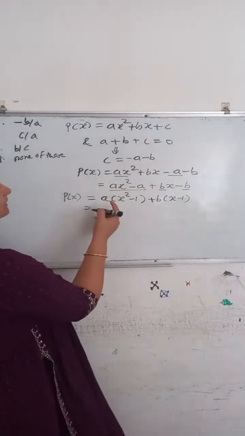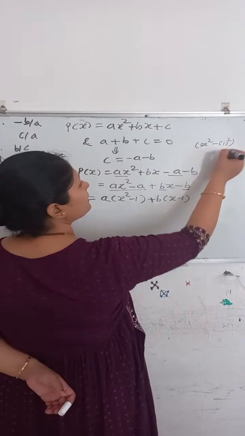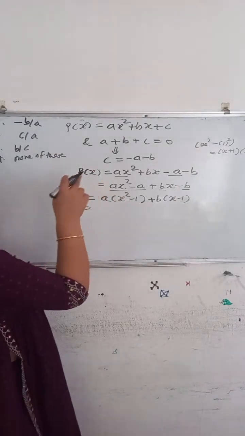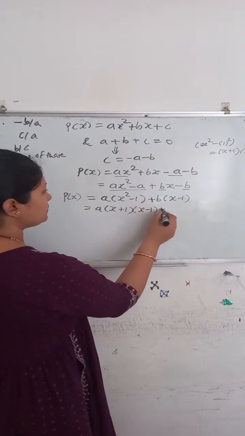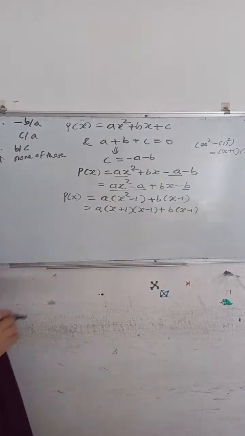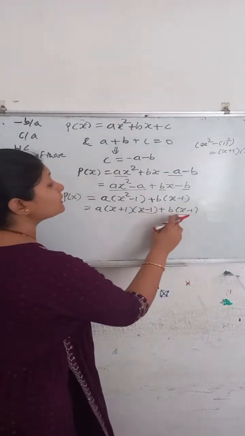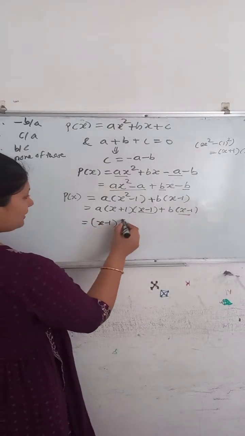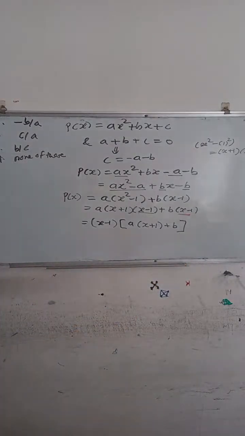So can I write x square minus 1 as x plus 1 and x minus 1? So can I split this in the form of a plus b and a minus b? So here a times x plus 1 times x minus 1 plus b times x minus 1. Now if you observe these equations carefully, x minus 1 is common in both the terms. So you can take x minus 1 outside the bracket. So x minus 1, and inside the bracket a times x plus 1 plus b will remain. Can you get this up to here?